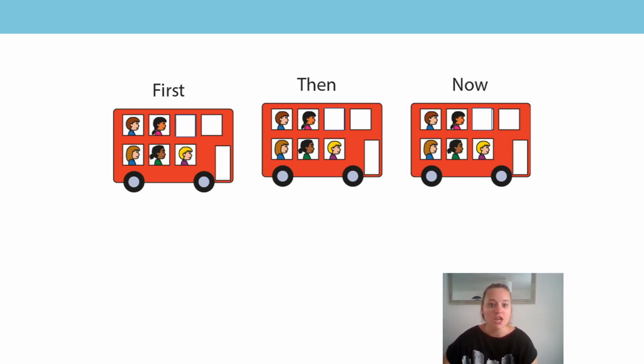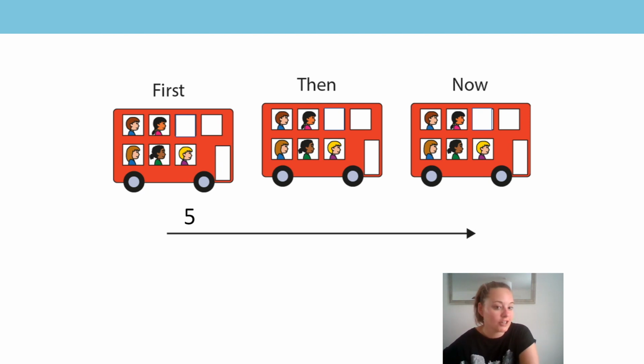5. So first we started with 5 children. Then 0 children got on. Nobody got on. And now there's still 5 children on the bus. Can you remember why there are still 5 children on the bus? That's right, because when we add 0 to a number, the number remains unchanged. It doesn't change, does it? It stays the same.